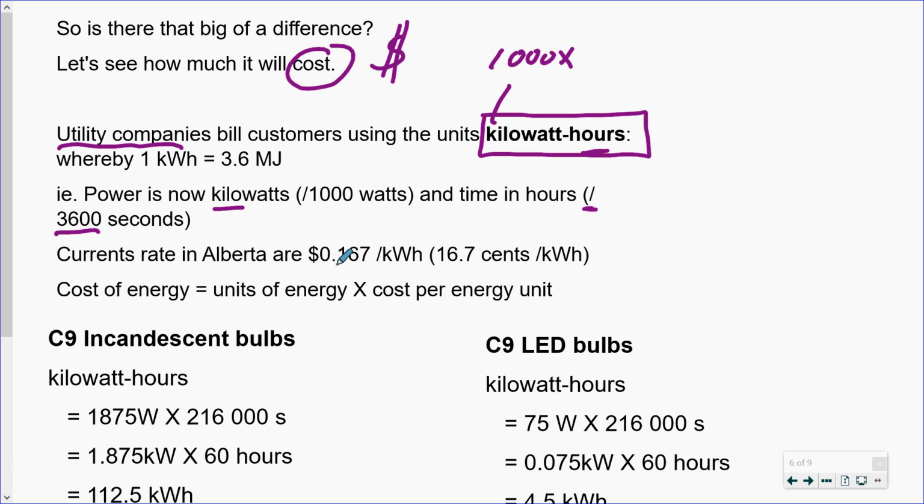So the current rate in Alberta, when I'm doing this presentation, in terms of kilowatt hours, is $0.167 per kilowatt hour of energy consumed, or that is 16.7 cents per kilowatt hour. So how we actually calculate the cost is we take the units of energy that we are consuming, and we multiply that by the cost per energy unit, which is this one right here. So let's do that for each of our different light bulbs.